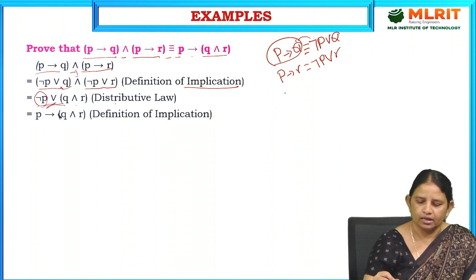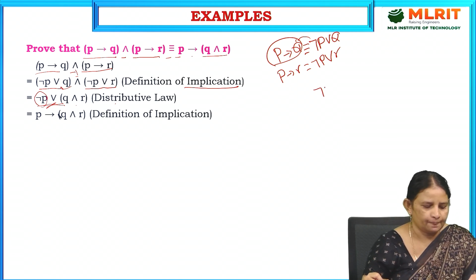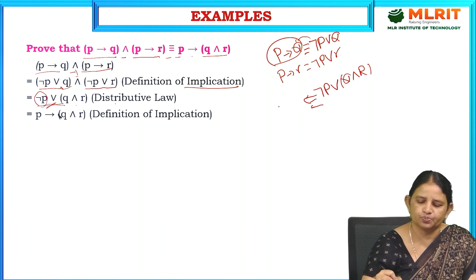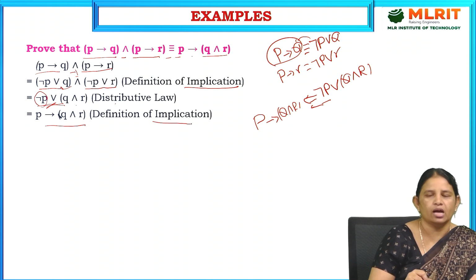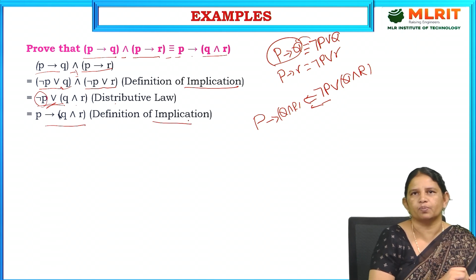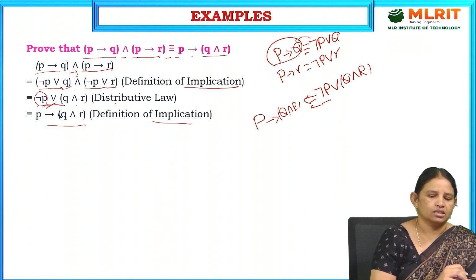So take ¬P ∨ (Q ∧ R). Then what is the equivalent proposition? What is there in the place of P? P only. P → what is there in the place of Q? Q ∧ R. So write the same thing here according to the implication law. So that is the third example.